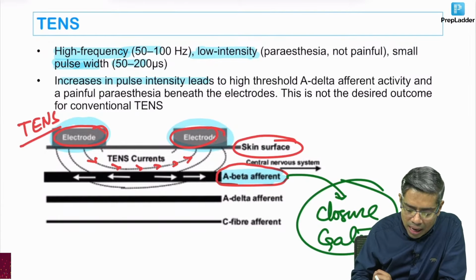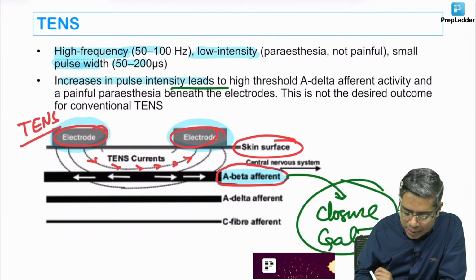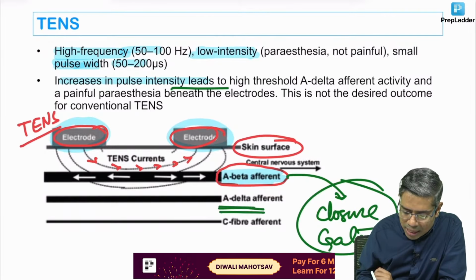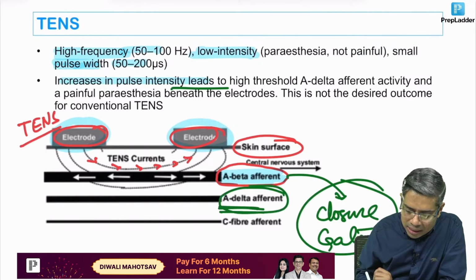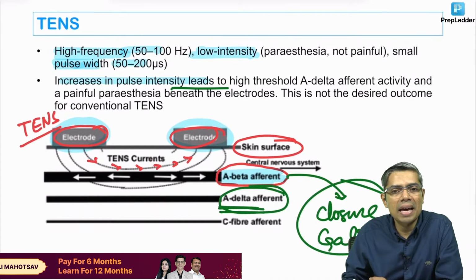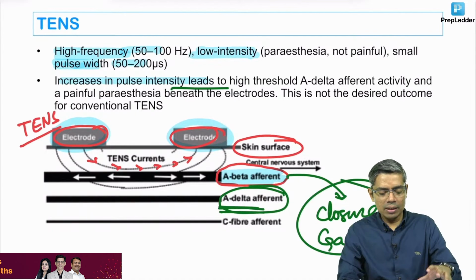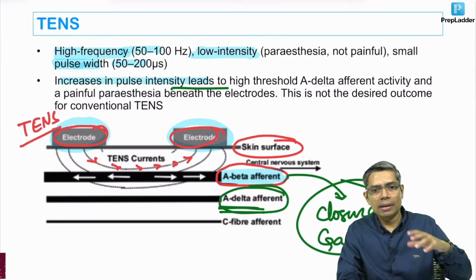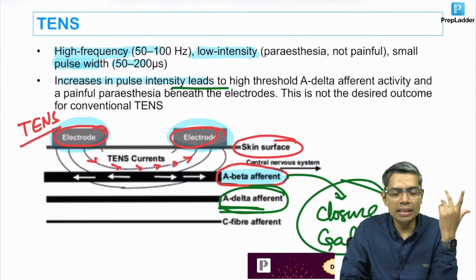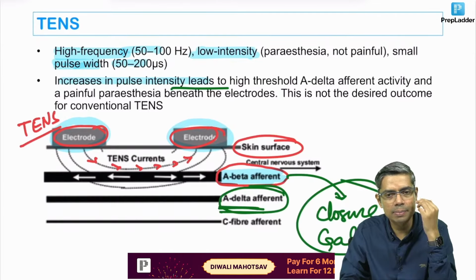But if you give a high intensity stimulus, then even the A delta fiber can also be activated. Now whenever the A delta fiber is activated, there will be a kind of paresthesia of the skin. So this kind of TENS pad is also available very commonly on Amazon. Also you can get this TENS pad, okay.